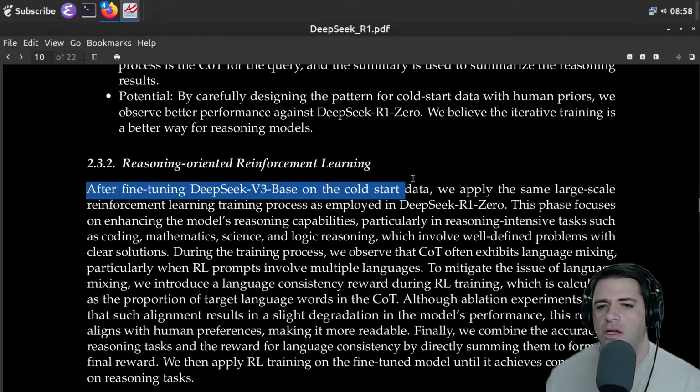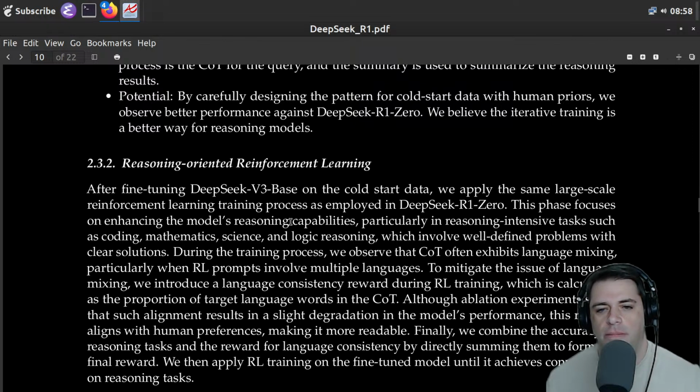And they don't really tell you where they get the data. But after fine-tuning, they apply the same large-scale reinforcement learning, and the reinforcement learning focuses on enhancing the model's reasoning capabilities, particularly with reasoning-intensive tasks such as coding, mathematics, science, etc.